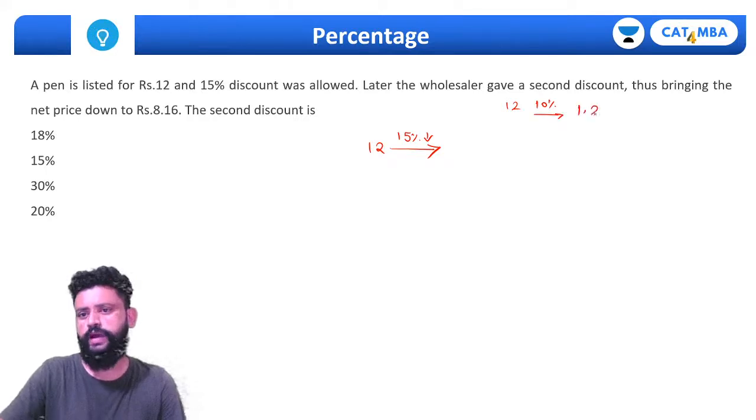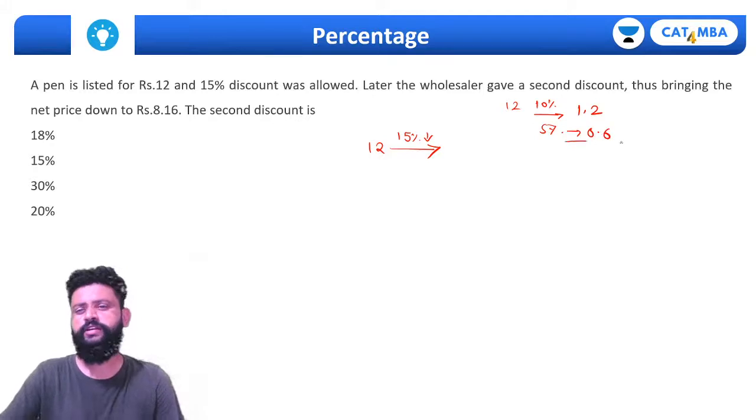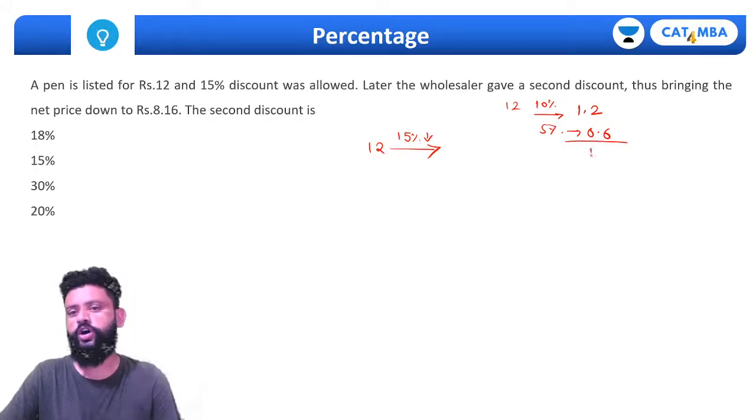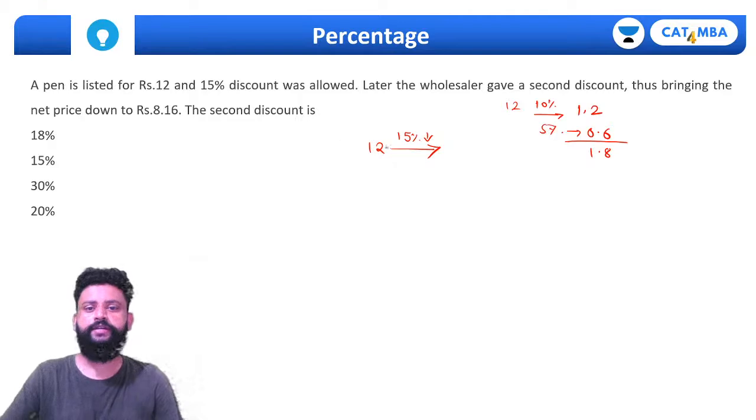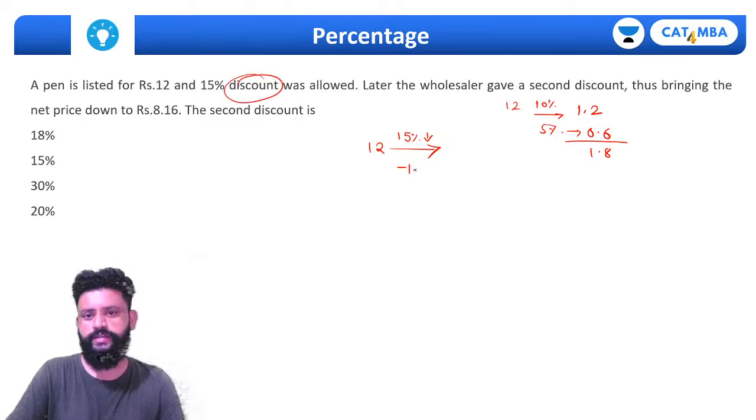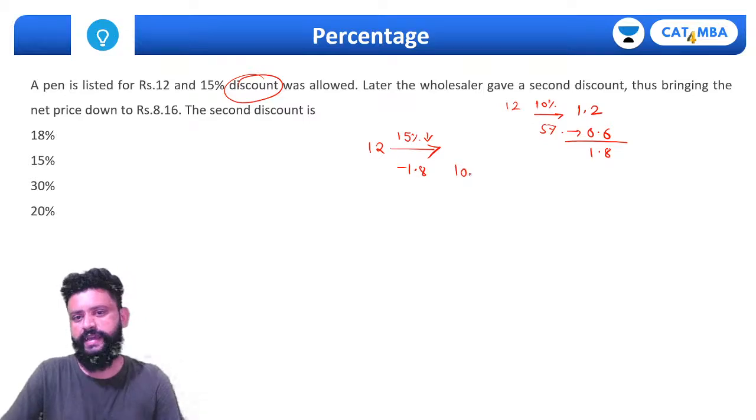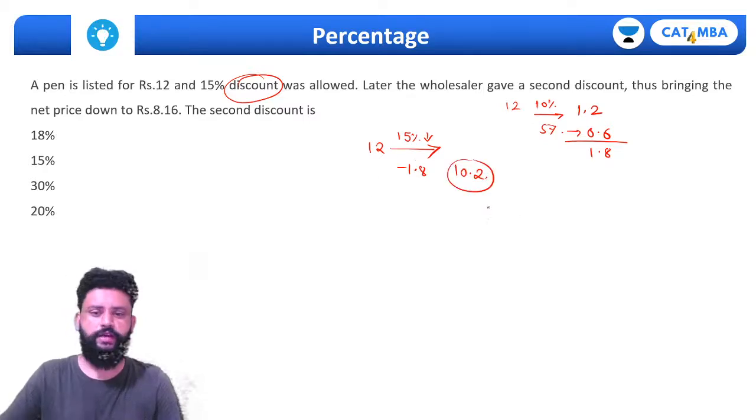10% of 12 is 1.2, so definitely 5% will be 0.6. No need to get into the multiplication at all, you can simply say it is 1.8. So it is decreased. Discount means it is decreased. Okay, so it is decreased by 1.8. So 10.2 was the listed price now.